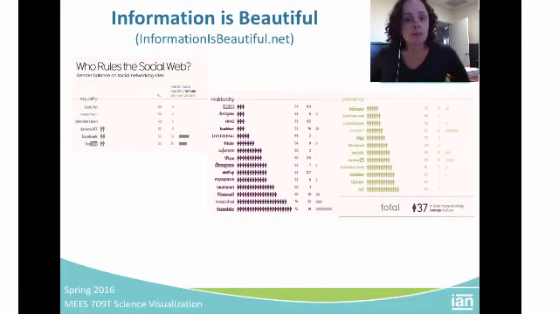Here is another example of a good data visualization from the Information is Beautiful website. This is showing social networking sites, the gender balance on various sites, whether they're dominated by female or male membership and visitors. So it's using the little human figures to show how much each site is dominated by men or women.